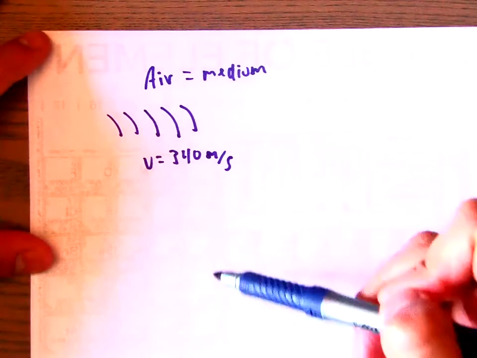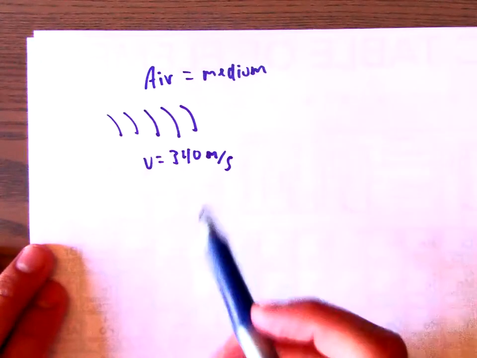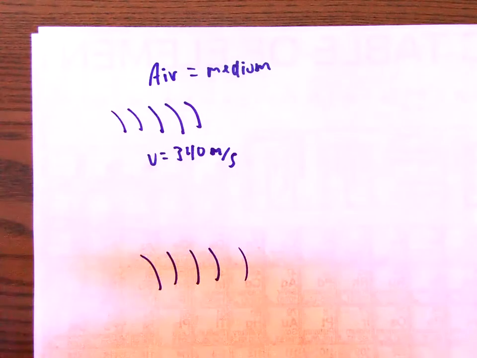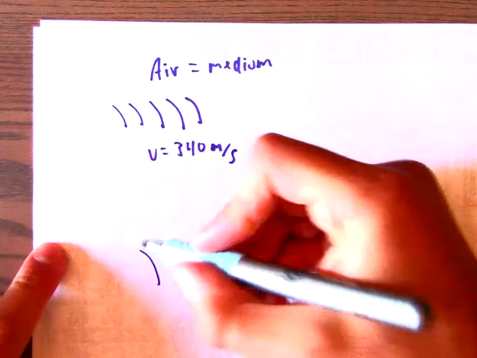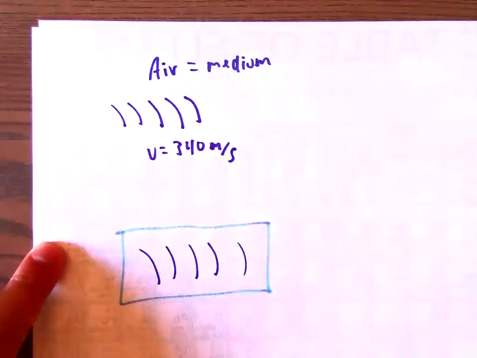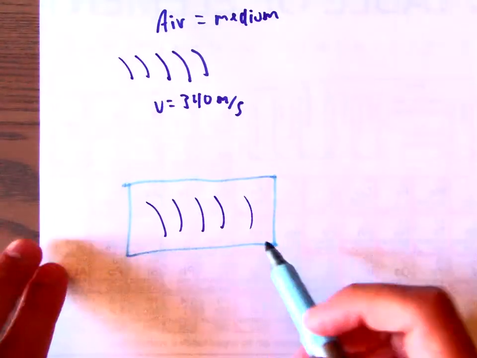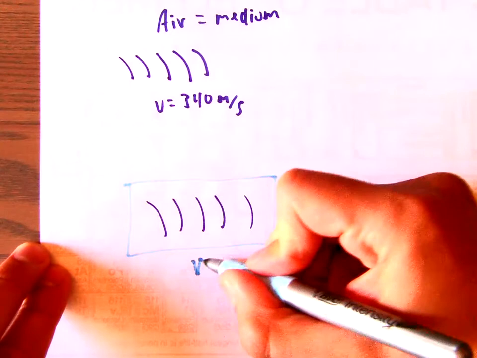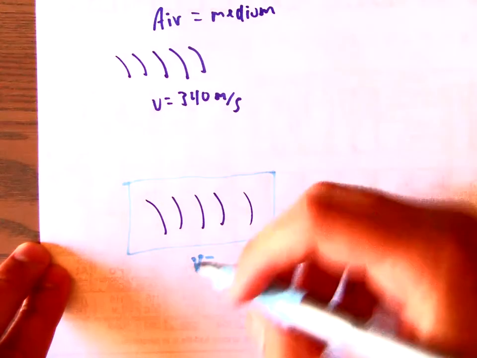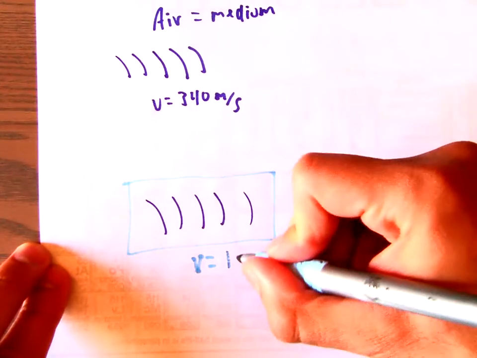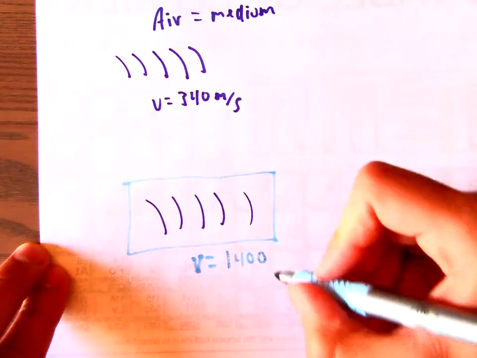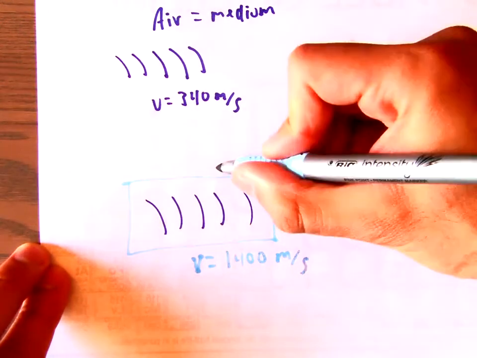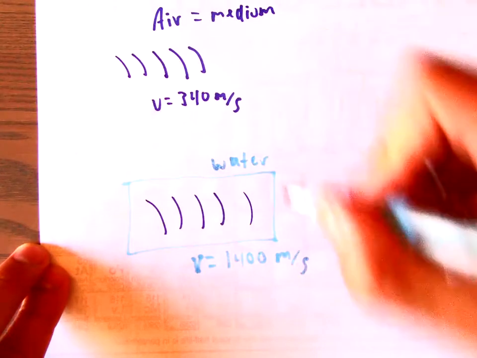However, if I change the medium, I'm going to actually change the speed. So for example, let's say I have another sound wave, but that sound wave is now in water. If that sound wave is in water, these waves can actually bump molecules quicker. So my speed ends up being a lot higher, around 1,400 meters per second. Okay, in this example, my medium is water.